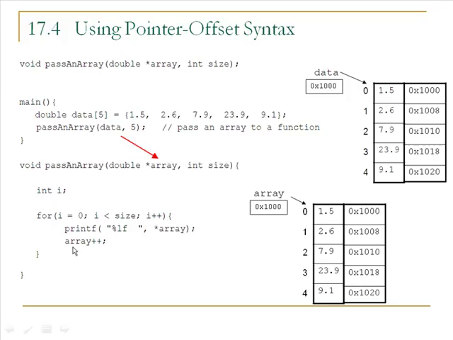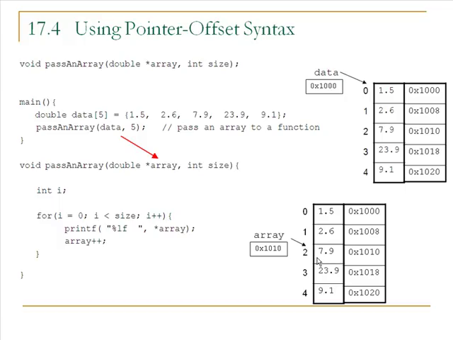Now, this is new, adding 1 to an address. When we add 1 to an address, we don't actually add 1, we add as many as it would require to move to the next element of the array. So C knows that because the data type of array is a double pointer, when you add 1 to a double pointer, you actually add 8. And that moves you, because there are 8 bytes in a double, to the next element in the array. So the second time through this loop, when we print out what's pointed to by array, we're going to print out 2.6 and add 1 to array.